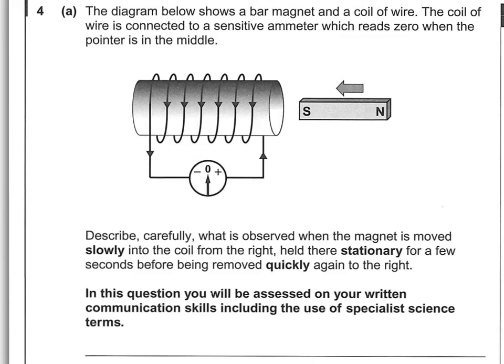So here we have a little induction question. With a magnet being moved in, we've got a galvanometer here to register the direction of the current, and we've got a south pole being brought in here. Now it says, describe carefully what is observed when the magnet is slowly moved into the coil from the right, held there stationary for a few seconds before being removed quickly. So we've got slowly in, quickly out, and stationary in the middle.